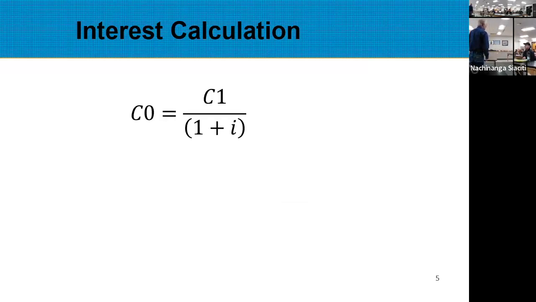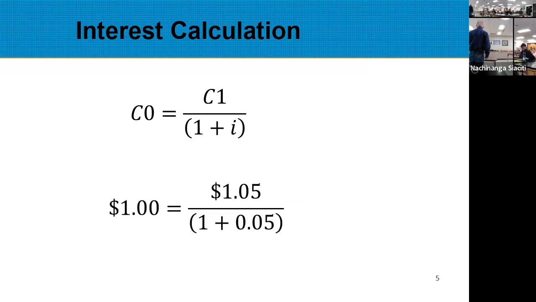Conversely, if we have a future value and we want to know what that's worth now, we just change the equation a little bit. And this one will become more significant as we go forward. Again, same thing. $1.05 in the future divided by 1 plus the interest rate gives you $1 now. Very straightforward.